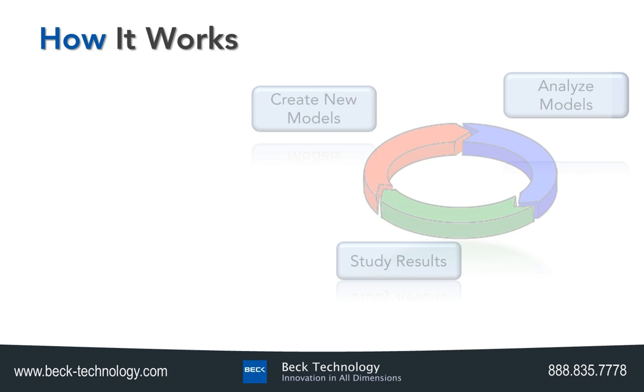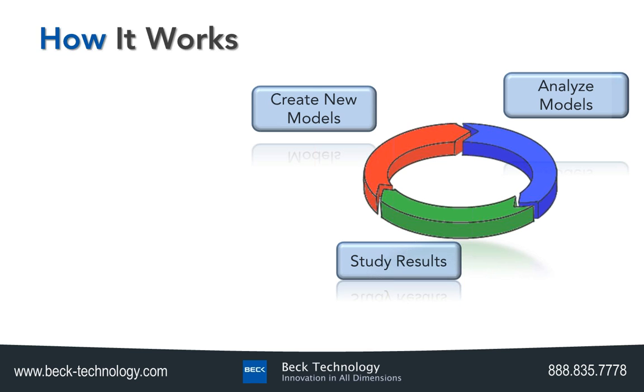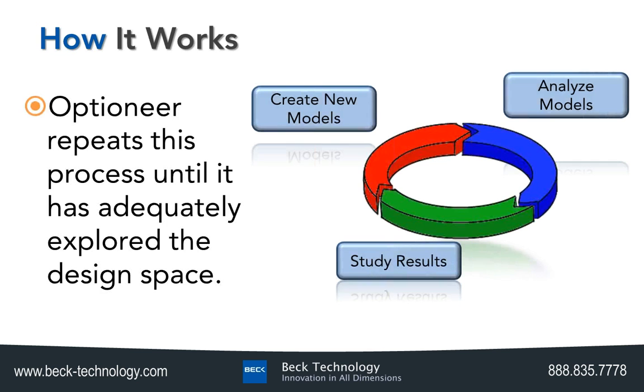And then we will continue to do this. So Optioneer will continue to do this over and over again. It'll create new models. It'll analyze those models. It'll then study those results and then create new models, analyze, and study continuously over and over again until it's satisfied that it's explored the design space.